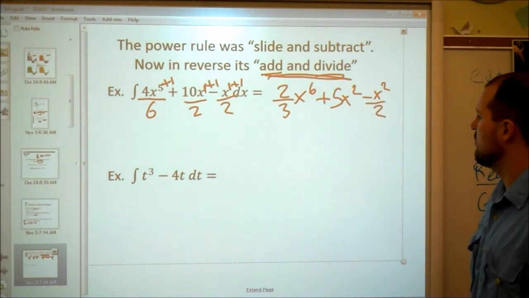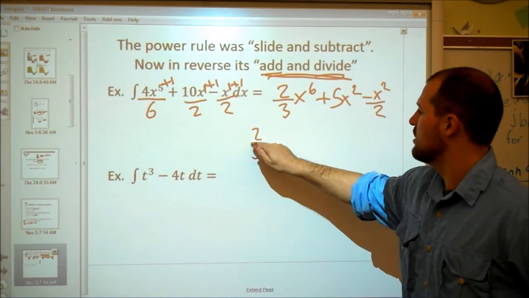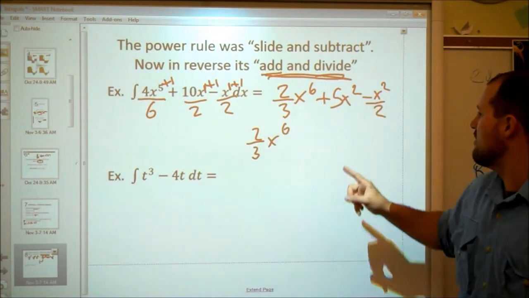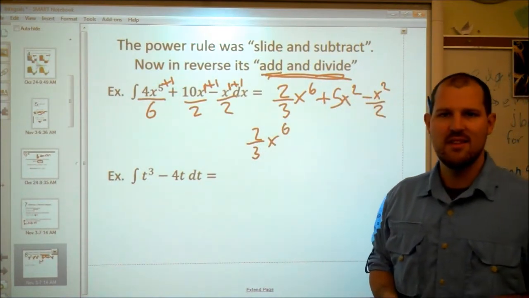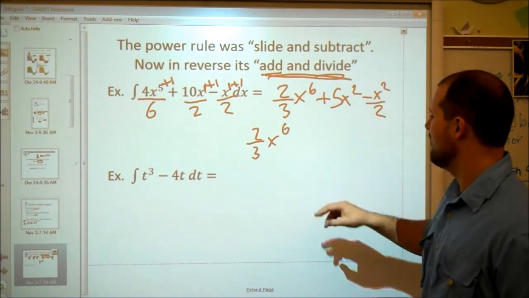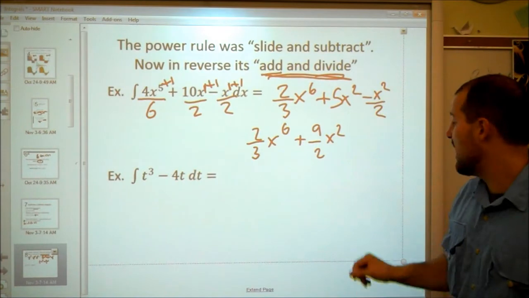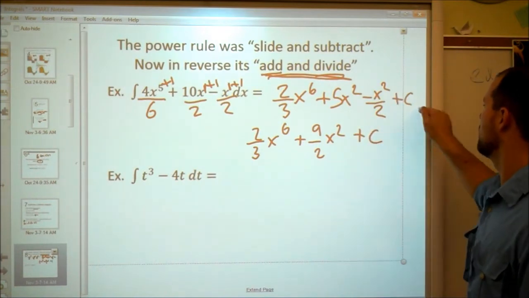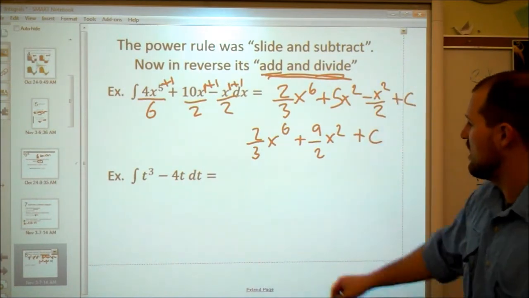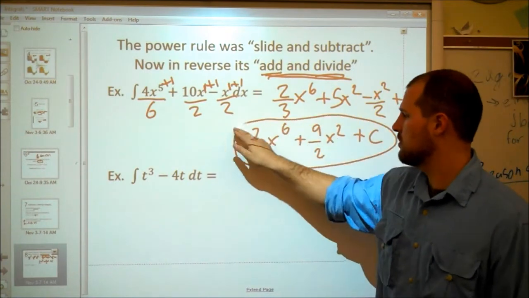We probably need to simplify that. So 2/3 x to the 6th. If we have 5 minus a half, that's 4 1/2, or 9 halves. So we get plus 9 halves x squared. Guys, you got to tack on the plus c. Okay, so put on the plus c at the end. Okay, there's our antiderivative. Let's do this one.